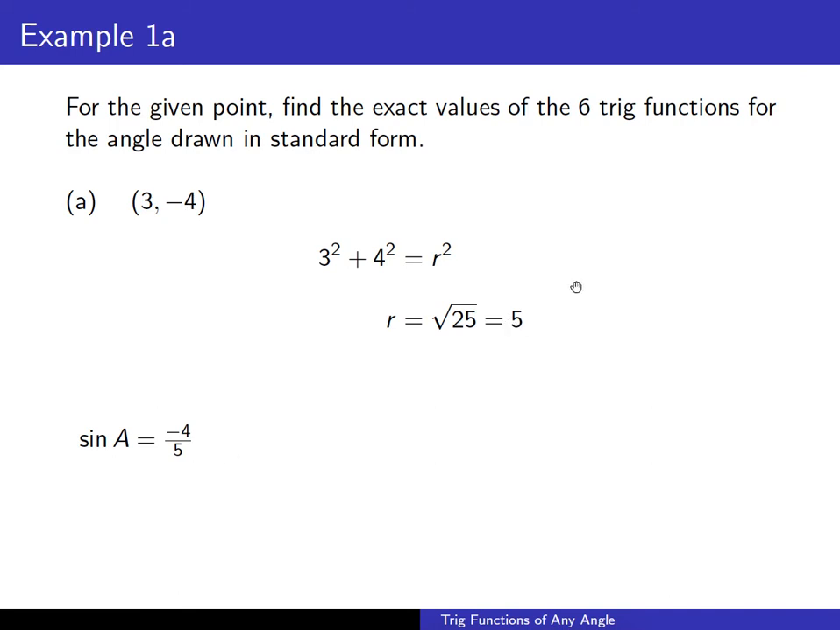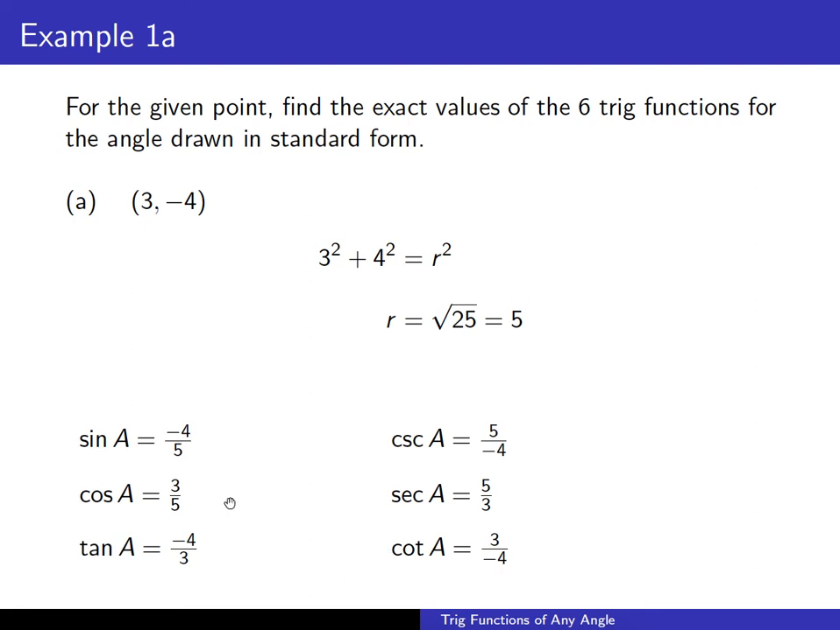So notice now we can have negative values for our trig functions, for our trig ratios. Cosine is x over r, so 3 over 5, or 3/5. Tangent is y over x, which is negative 4 over 3. The reciprocal of sine is cosecant, so r over y, 5 over negative 4, or negative 5/4. The reciprocal of cosine is secant, so r over x is 5 over 3. And the reciprocal of tangent is cotangent, which is x over y, 3 over negative 4.